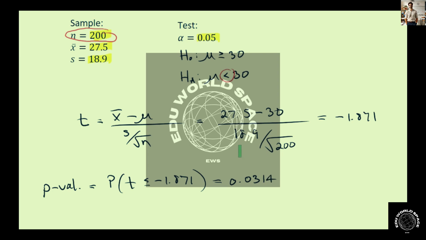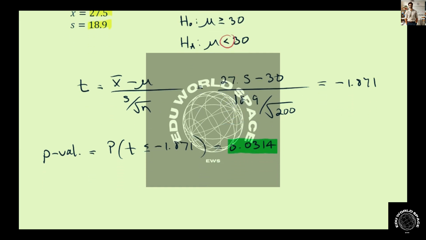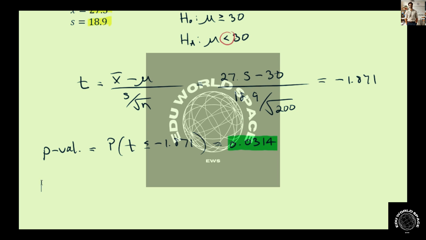So this is the p-value, which is the answer to this question. And also comparing that to our significance level, the p-value is smaller than the significance level, so therefore we reject the null hypothesis, which means that we can conclude that there is evidence that the mean commute time in the US is less than half an hour.